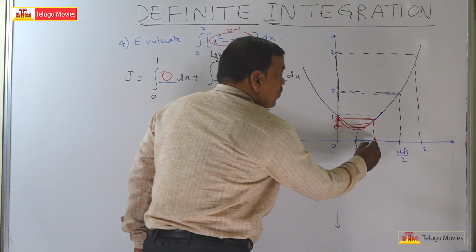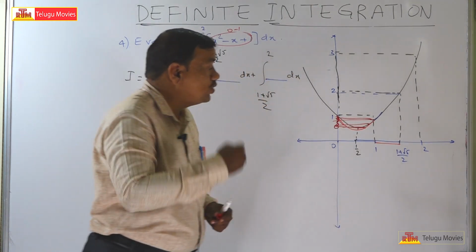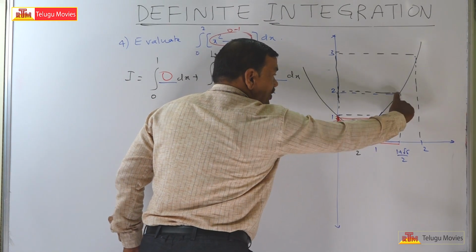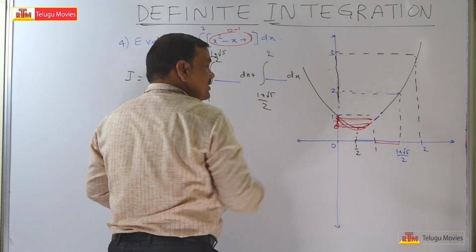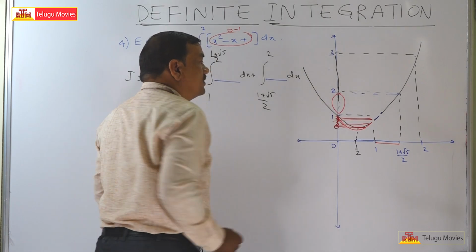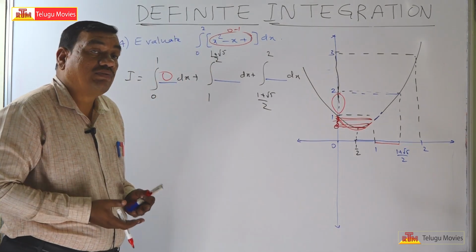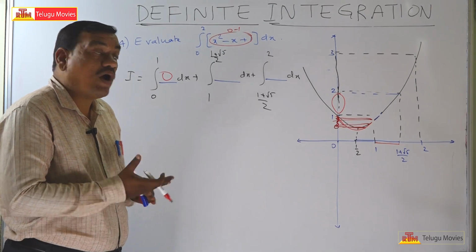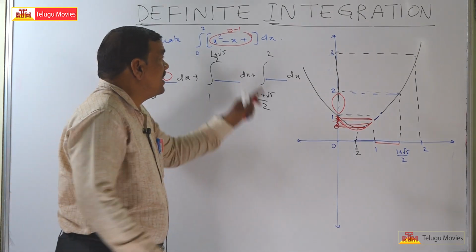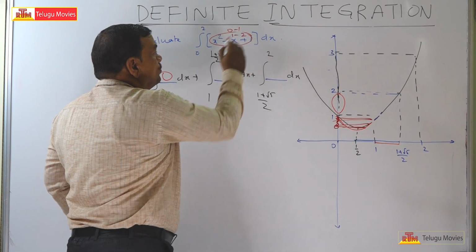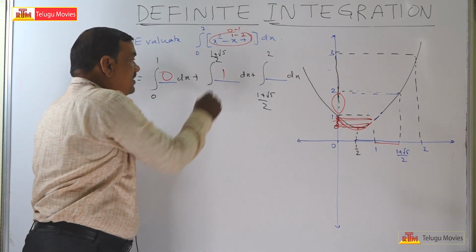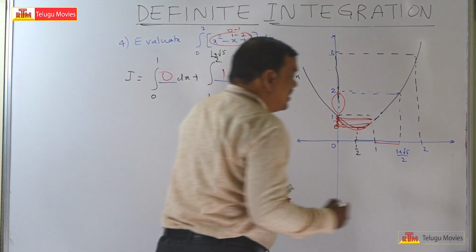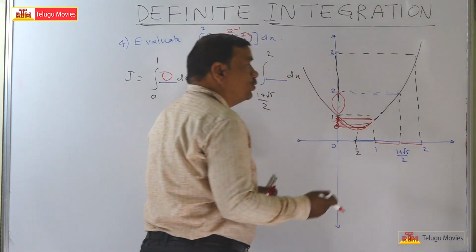Now for x from 1 to (1 plus root 5) by 2, your y value, that is x squared minus x plus 1, ranges from 1 to 2. What is the step value from 1 to 2? This is a 1 dx. Right.